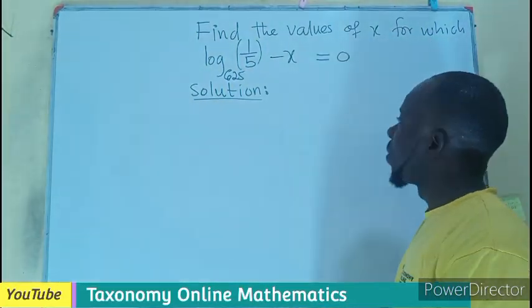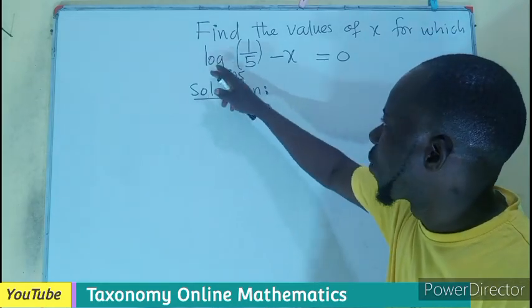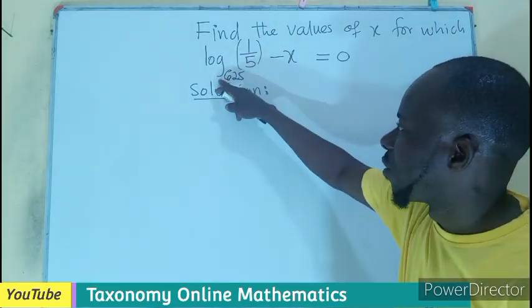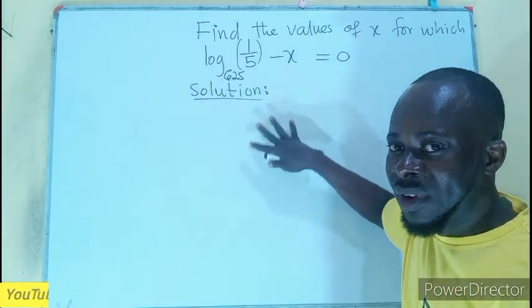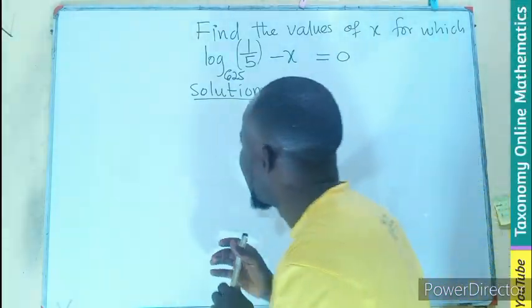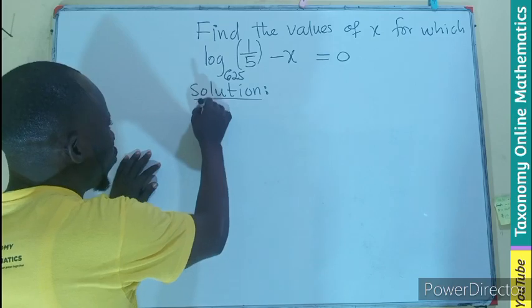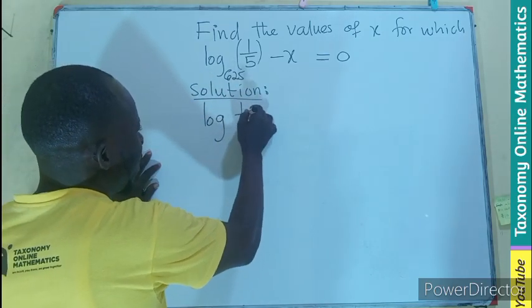We are to find the value of x when we have the log of 1 over 5, the base of 625 minus x equals to 0. With this, we can solve it in two ways. Let's see if we can try both approaches in this video.